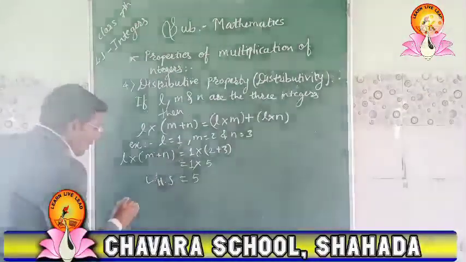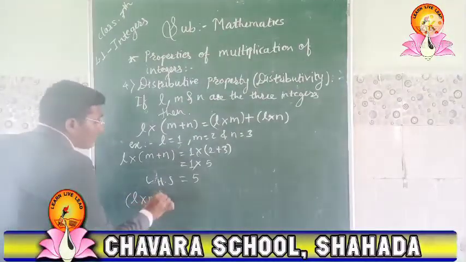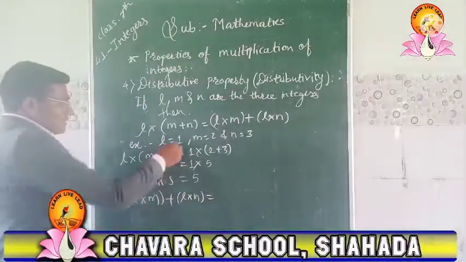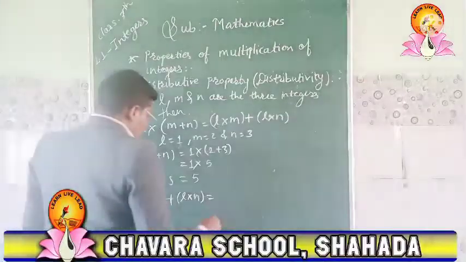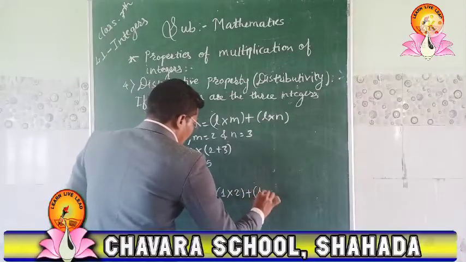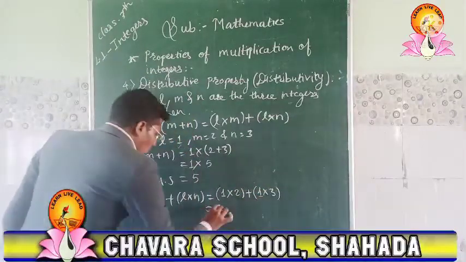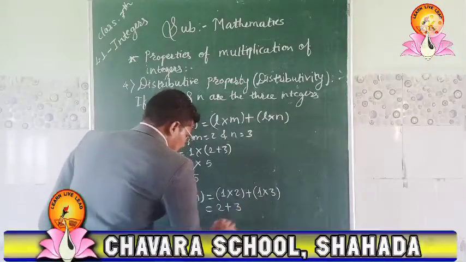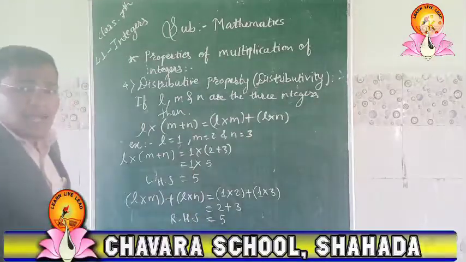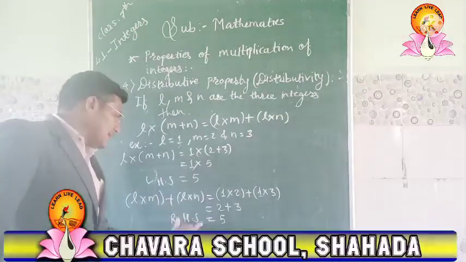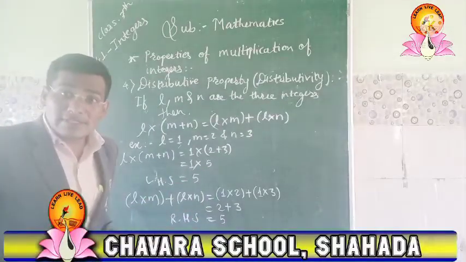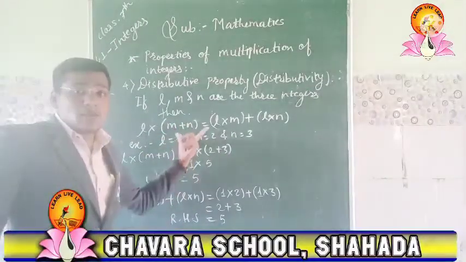Now RHS is equal to what? It is equal to L into M plus L into N. Now putting the values in the RHS, it is equal to 1 multiplied by 2 plus 1 multiplied by 3. 1 into 2 is 2, 1 into 3 is 3. So 2 plus 3 is 5. Then the RHS is also 5. And hence we prove the property, RHS equals LHS. We got the same answers having the same signs. That's why we can say that this property is true.